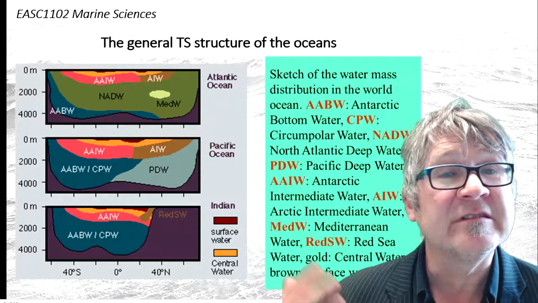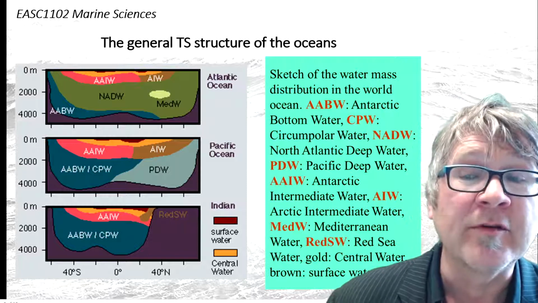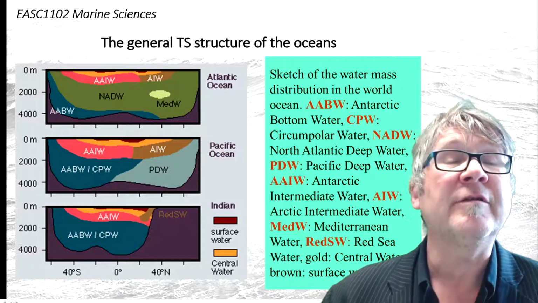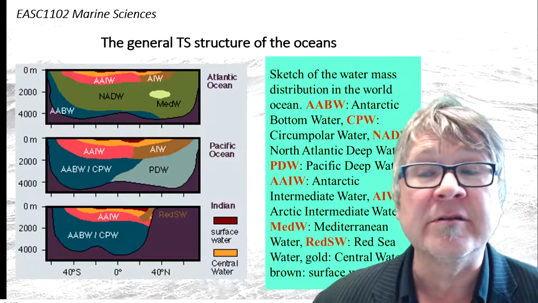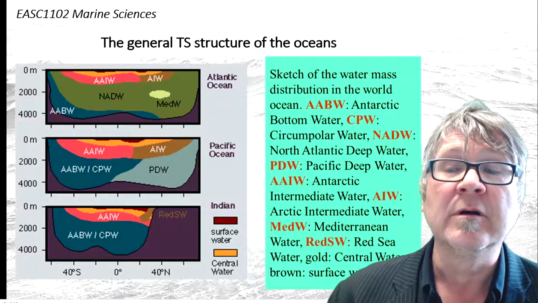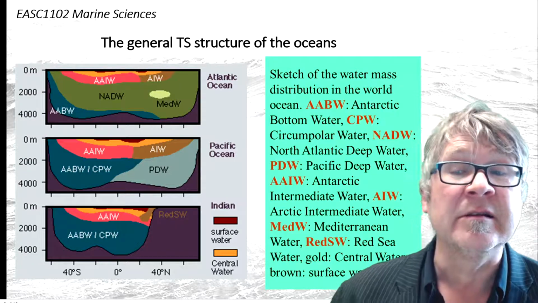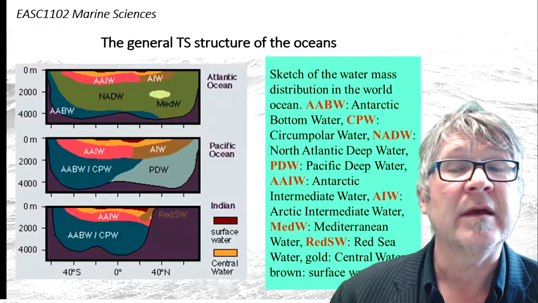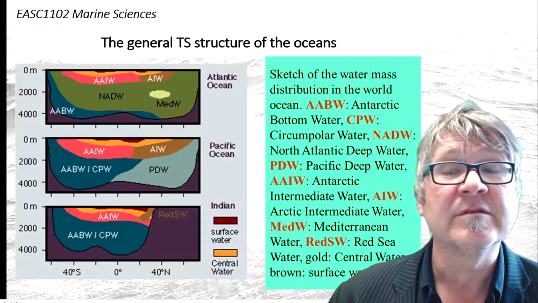For example, you find something which we will talk about again in the next lecture, but the bottom water is actually formed in Antarctic regions, and that's why it's called AABW, Antarctic bottom water. And you can actually see in these sketches here the link to the surface.